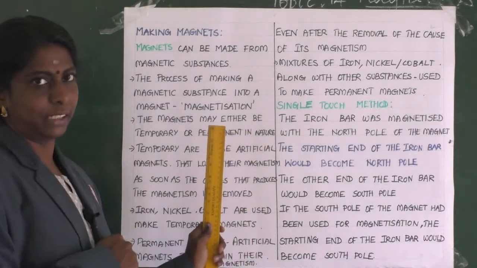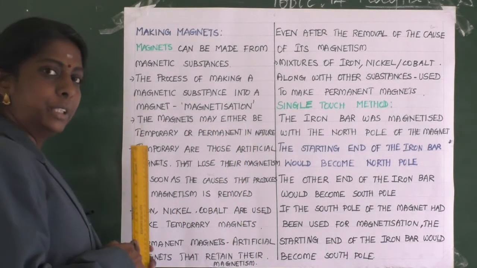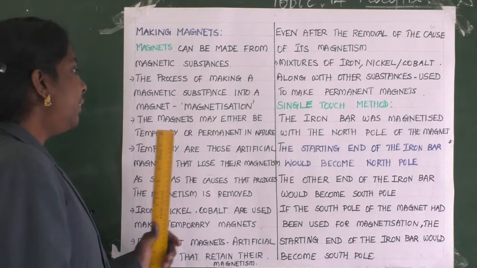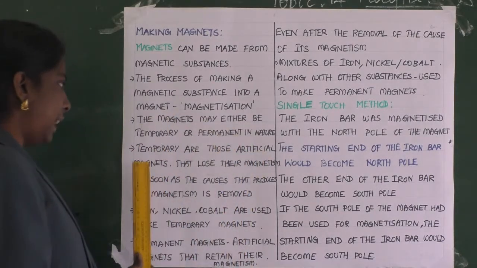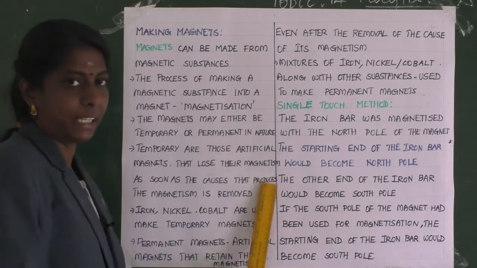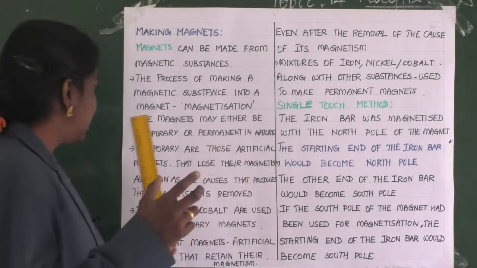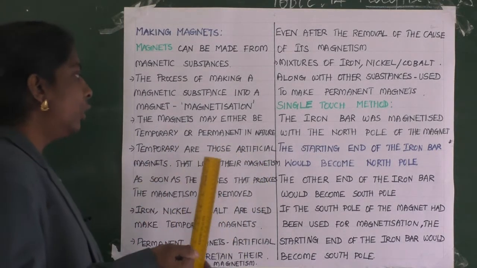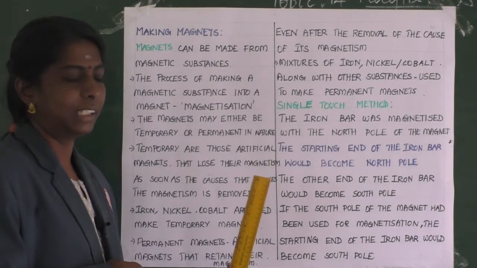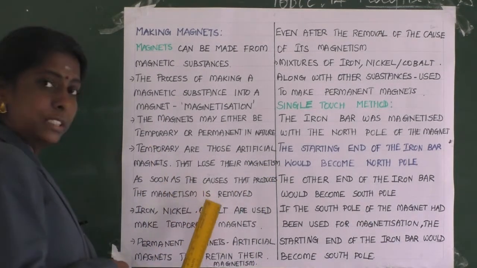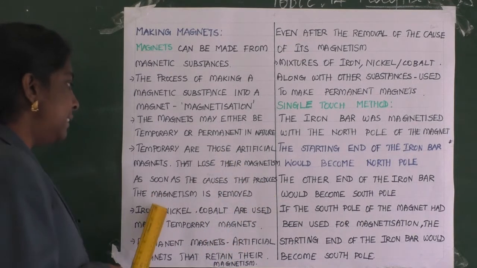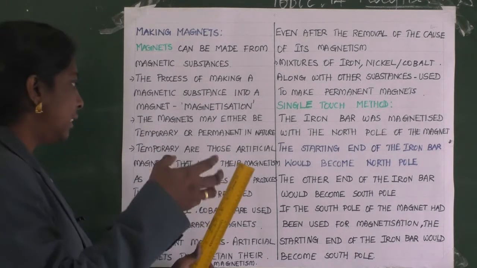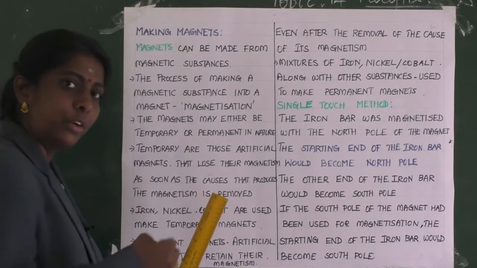There are two types of magnet. What are they? They are temporary or permanent in nature. Temporary magnets are those artificial magnets that lose their magnetism as soon as the cause that produces the magnetism is removed.